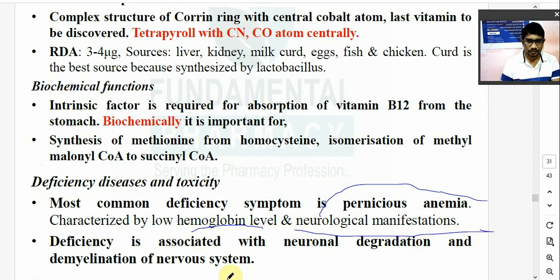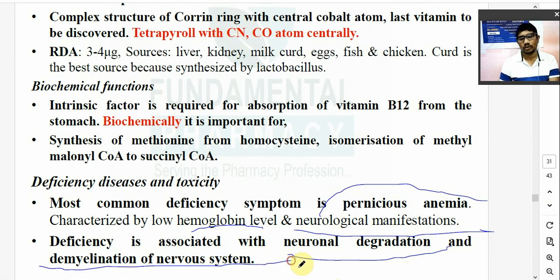Neurons को भी damage होता है. So it is very important for neural skin. Deficiency is also related with the neuronal degradation. नर्व का degradation हो जाएगा if you are having vitamin B12 deficiency and demyelination of neuron. जो myelin sheath होता है न्यूरॉन का वो भी remove हो जाएगा अगर deficiency है. So remember deficiency symptoms of vitamin B12: pernicious anemia, then neurological manifestation, demyelination of neuron, neuronal degradation.